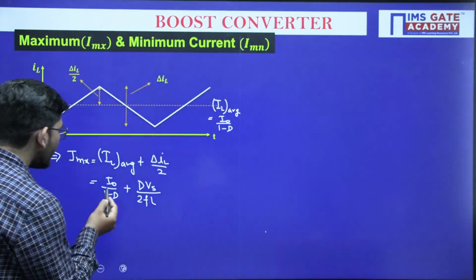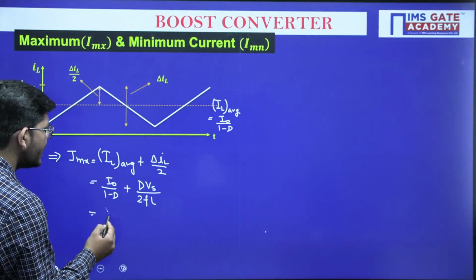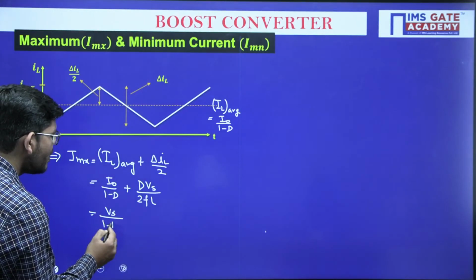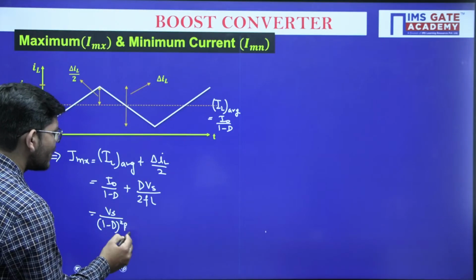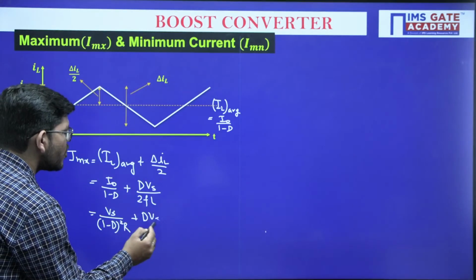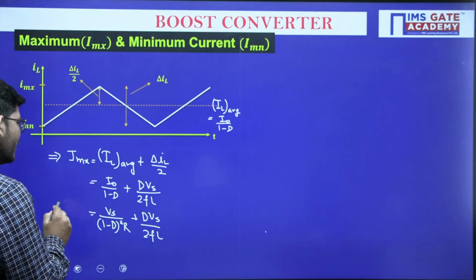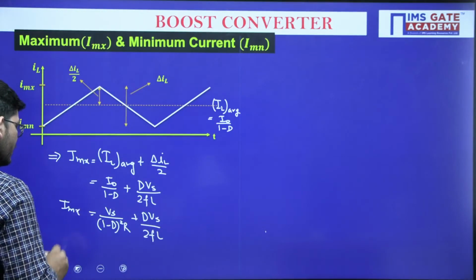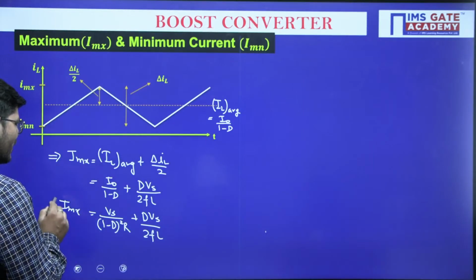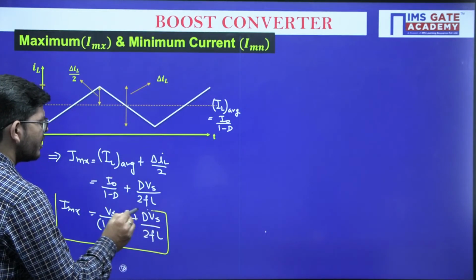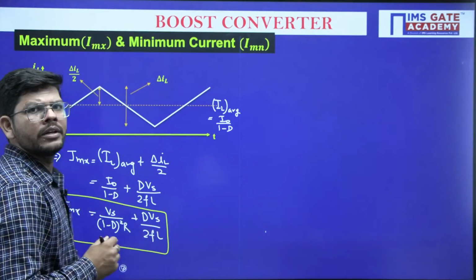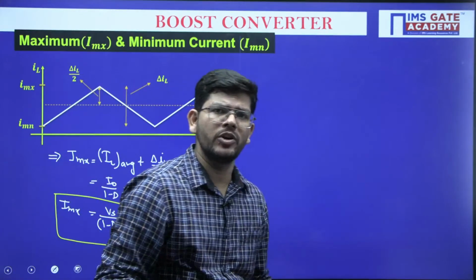So now finally what we can write for it? We can write it as Vs upon 1 minus d square into R, and plus dVs upon 2fL. So that will be the maximum value. Now no specific conclusion we can reach when it comes to Imax and Imin. So let me keep it till this point.